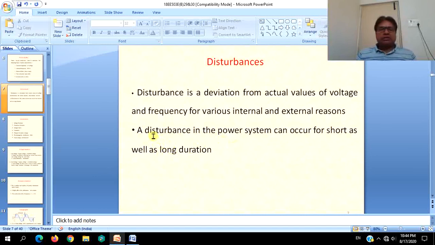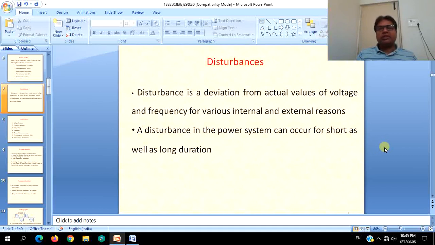One more thing which we have to understand is that a disturbance in the power system can occur for short as well as long duration. That is, these disturbances can occur and prevail in the system for short periods, maybe milliseconds to seconds, or in terms of some number of cycles of the supply voltage waveforms, as well as for long duration. They may exist for longer durations also, even for some days.